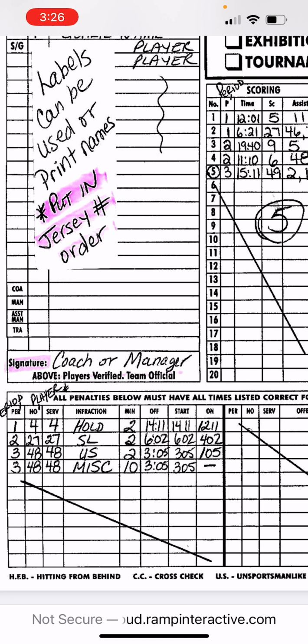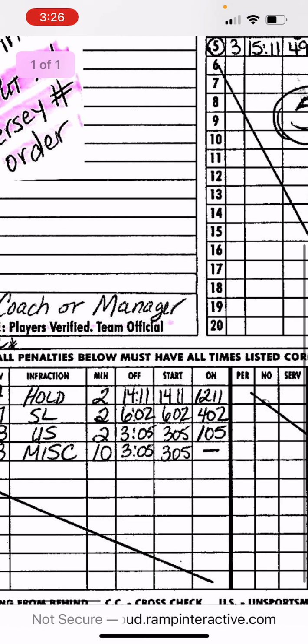So if there's 3 people in the box, that guy number 3 doesn't even start serving his penalty until one of the other ones has expired. So he might get an extra long time. So that's start. And then on is when they went back on the ice. So the penalty's over, they went back on the ice.